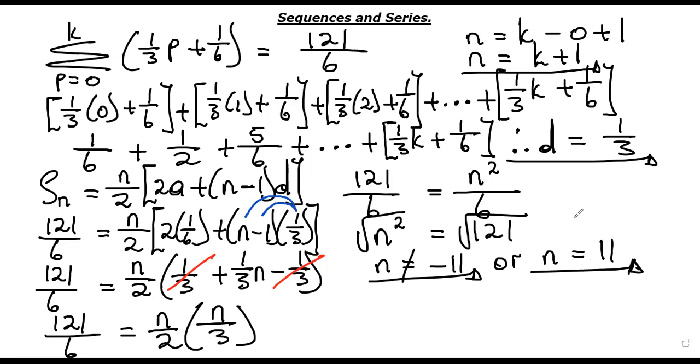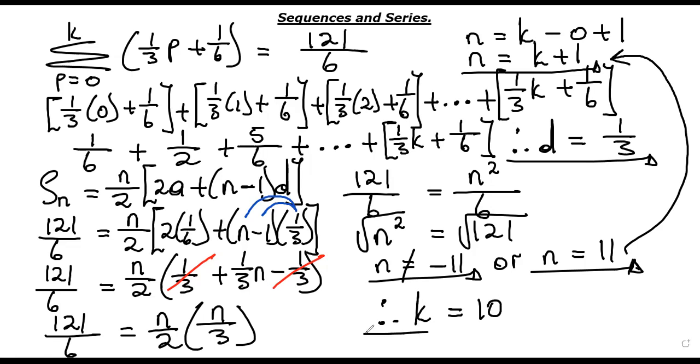Now that we know the number of terms, then we remember the relationship between the number of terms and the value of k. So this is what we said. Do you see that? So if the number of terms is k plus 1, then k will be the number of terms minus 1. So this means the value of k will be a solid 10. And then your happiness is complete.